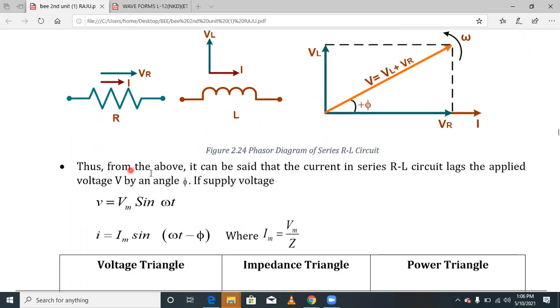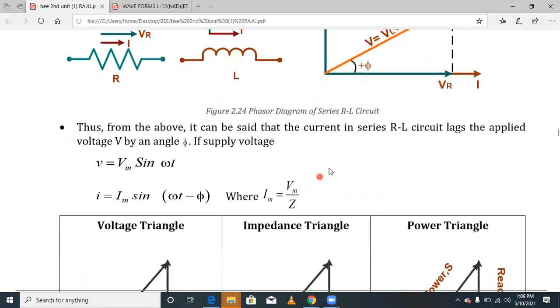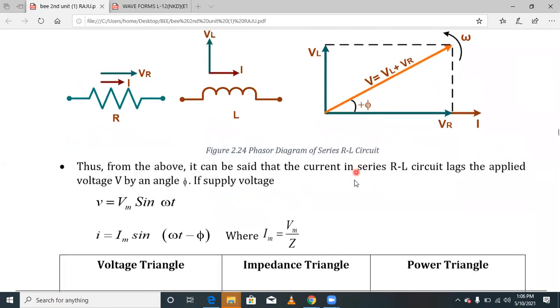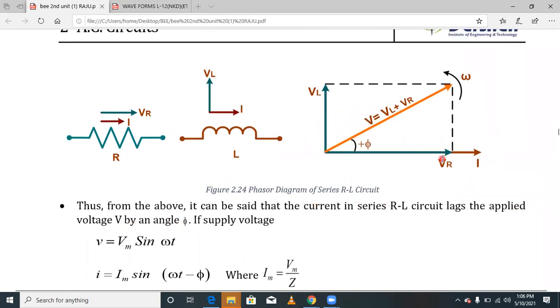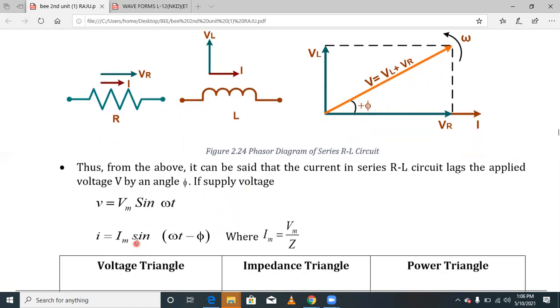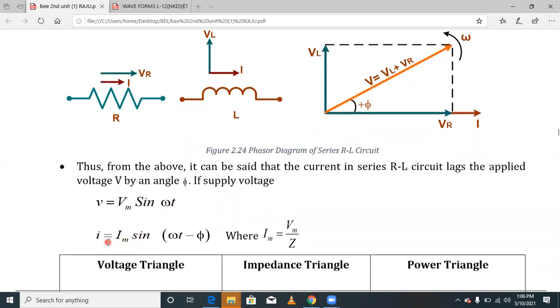So from the above it can be said that the current in a series RL circuit lags the applied voltage V by an angle phi. That's why the current I lags the supply voltage by some angle phi. So if the supply voltage is V equal to Vm sin omega t, then the current I is equal to Im sin(omega t minus phi). This is the voltage expression, and this is the current expression.